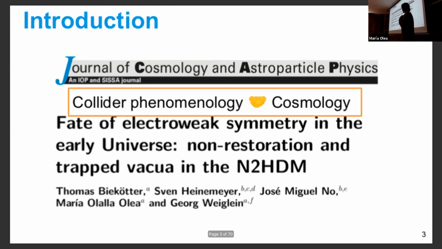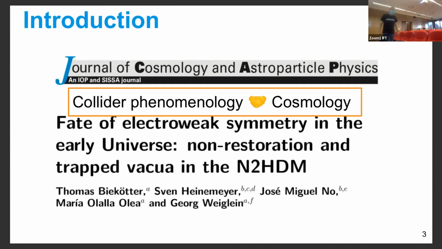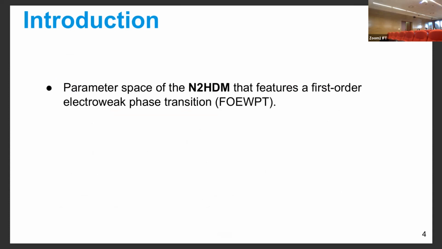Try again. Yeah, and this is overall an example of the fruitful combination of collider phenomenology and cosmology. In a nutshell, I will tell you in a few sentences what we did in this work. So we explored the two-Higgs-doublet model, which enlarges the Higgs sector of the standard model with an additional doublet and a singlet. And we explored the parameter space that features a first-order electroweak phase transition.